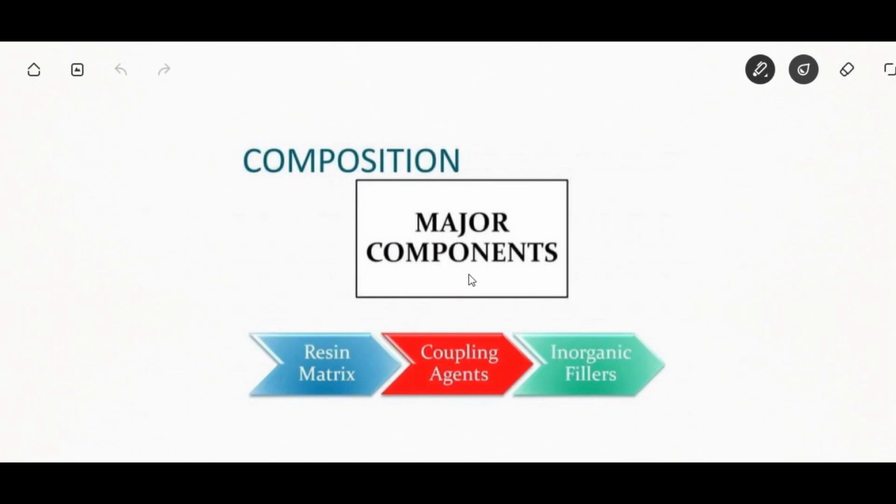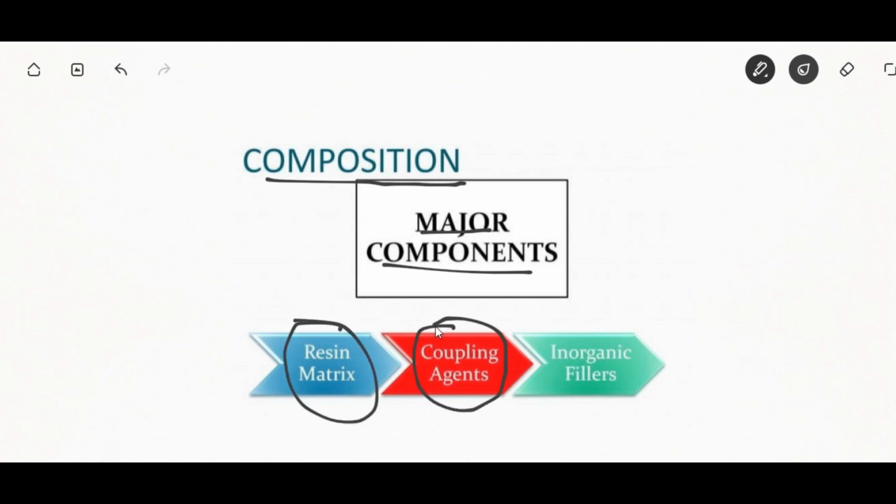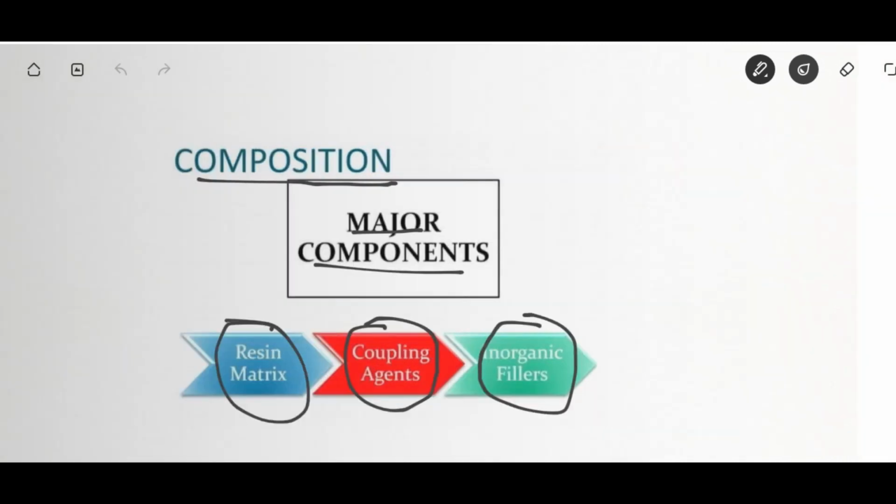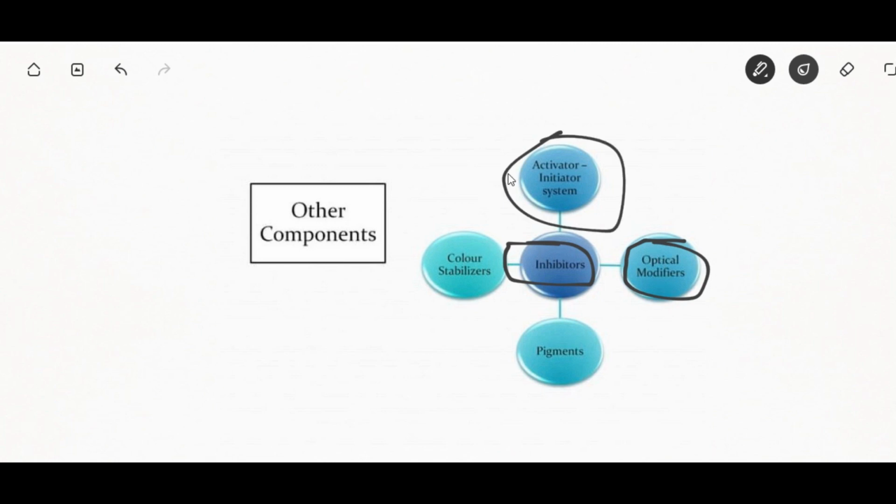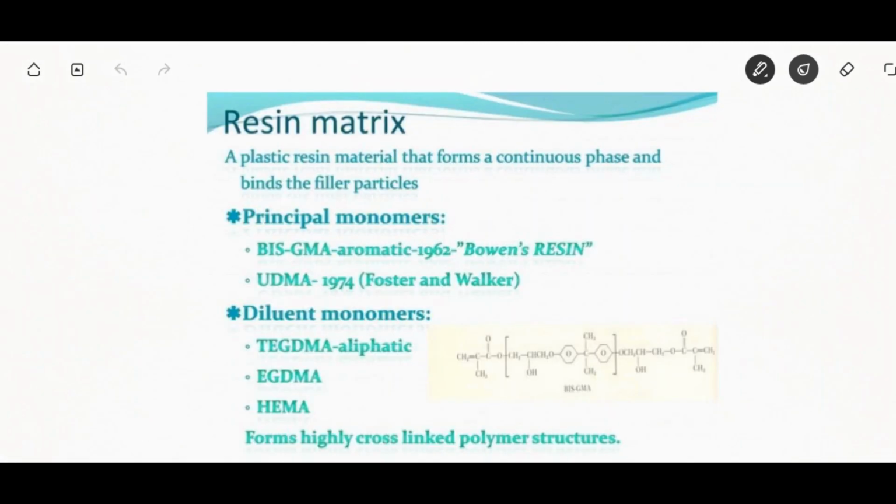What are the major components? The major components are the resin matrix, coupling agent, and the inorganic filler. Other components are inhibitors, color stabilizers, pigments, activator initiator system, as well as optical modifiers. Resin matrix: a resin material that forms a continuous phase and binds with the filler particles.